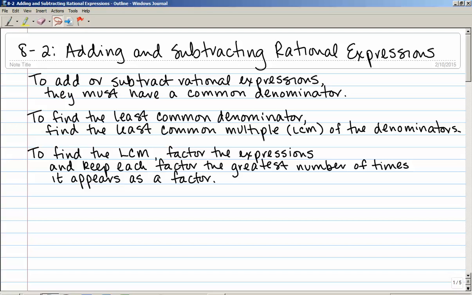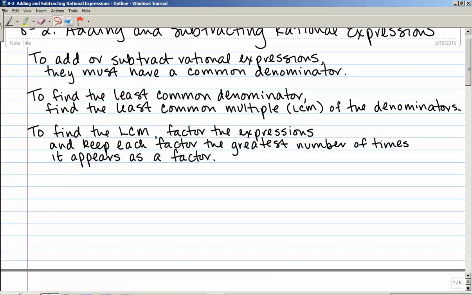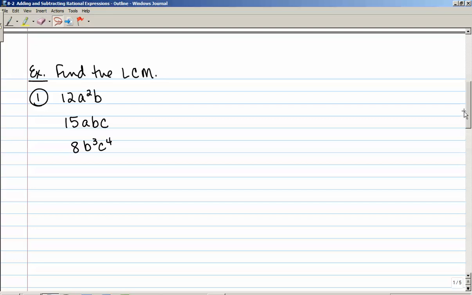To find the LCM, we're going to factor the expressions and keep each factor the greatest number of times it appears as a factor. Let's take a look at a couple examples here. Given these monomials, 12a squared b, 15abc, and 8b cubed c to the fourth, we need to find the LCM. So, let's factor the 12. 12 is 4 times 3. 4 is 2 squared, times 3 times a squared times b. You want to keep them with the exponents. 15 is 3 times 5, and then we have an a and a b and a c.